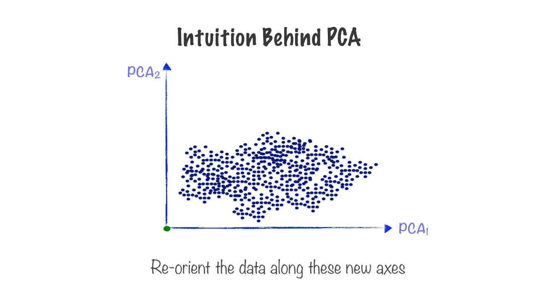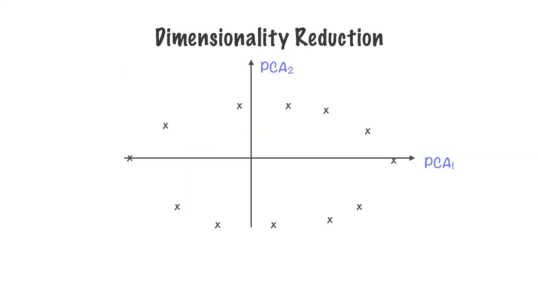Now, the interesting thing about these principal components is that the first principal component captures the maximum amount of information possible about the underlying data set. The second principal component has a little less information. The third principal component has even less information, and so on.